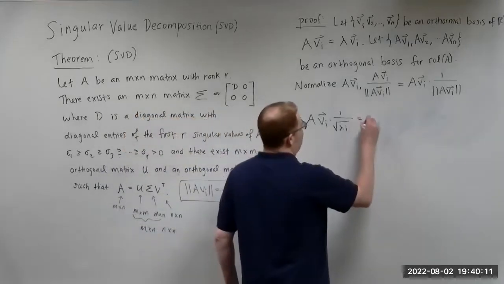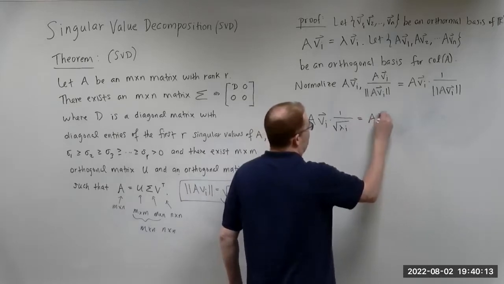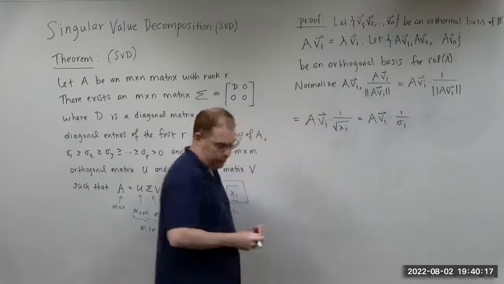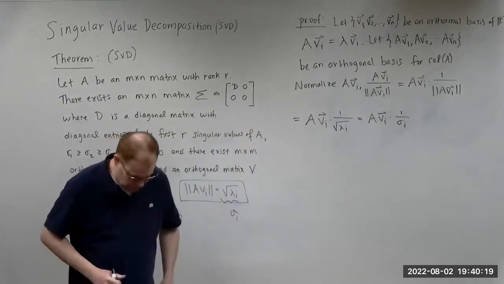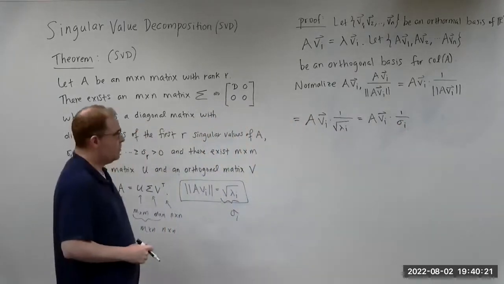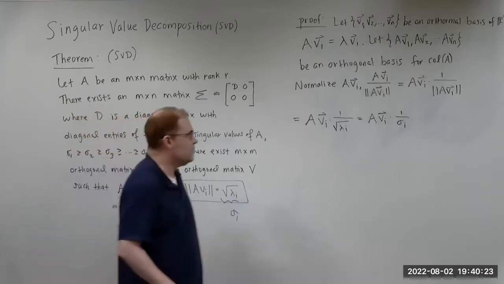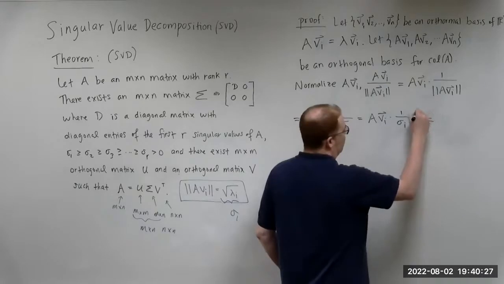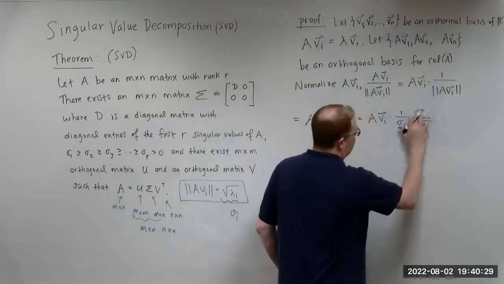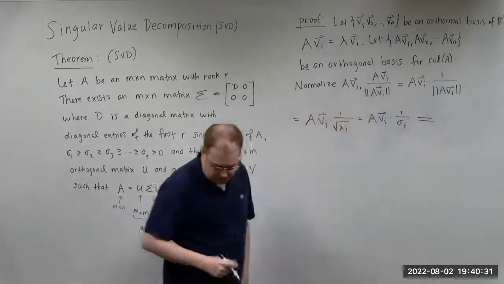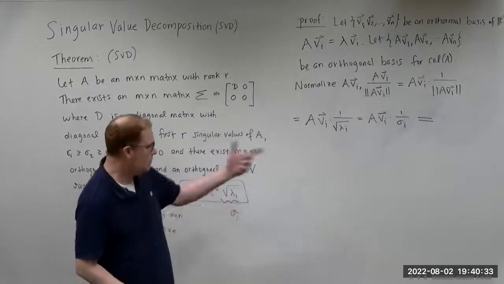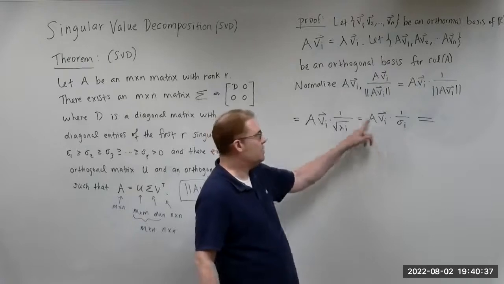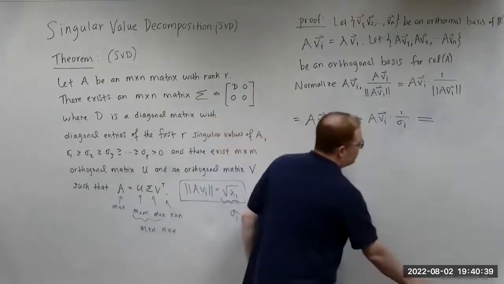So this is the same as AV times 1 over sigma I. And then we're going to call this u. So this gives us basically a vector divided by a scalar, so this will be a vector.